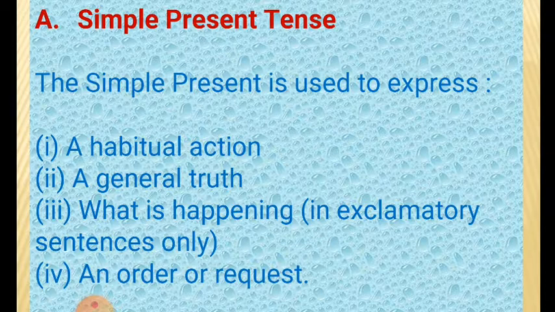What is happening? So, if you are talking about an event that is happening, this is used only in exclamatory sentences, not in other sentences, because if we talk about other sentences then it will be in the continuous or progressive tense. Okay, whenever we are giving an order or requesting something, for example, close the door, shut the door, shut the windows. So, these are the requests or orders made. So, in those sentences we use simple present tense.